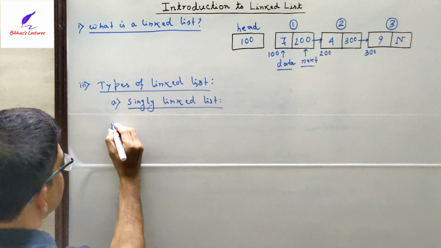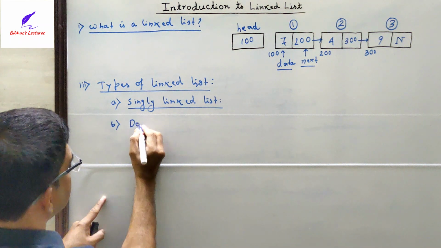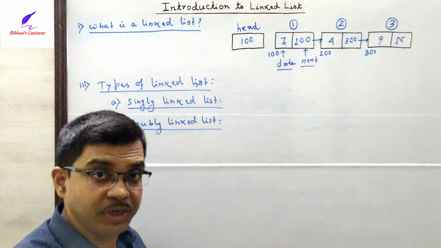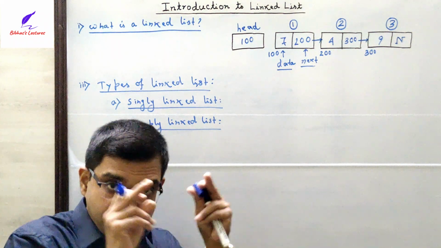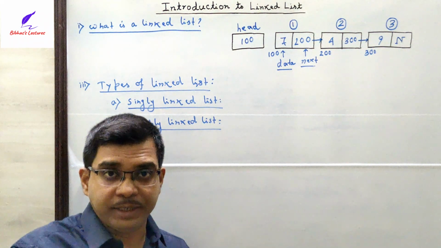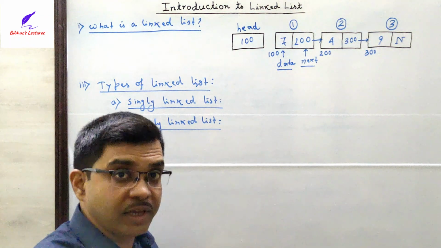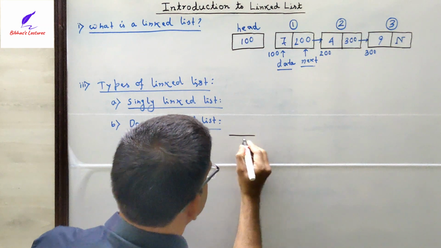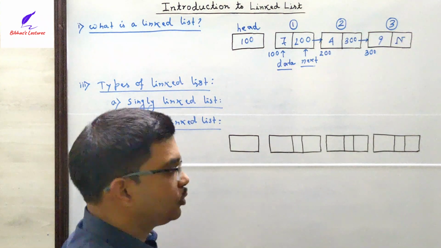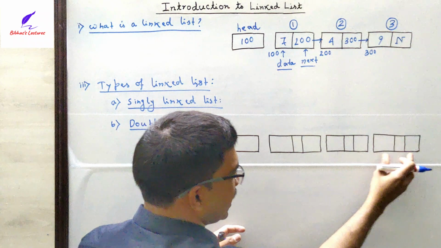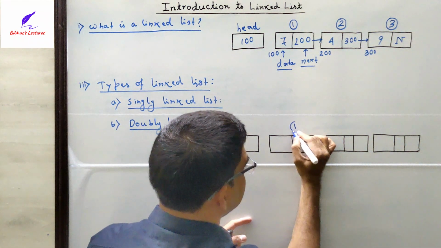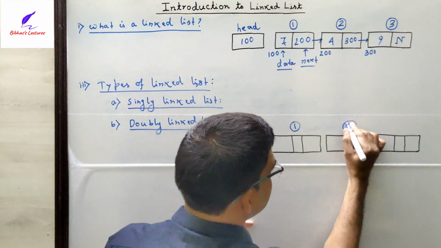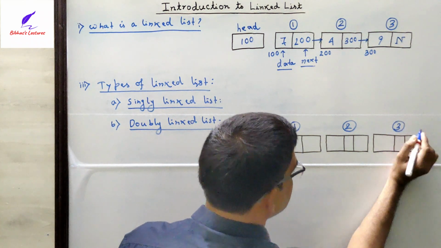Now the second type of linked list is the doubly linked list. Okay, now what is a doubly linked list? That means each and every node will contain double pointer, double address. Okay, so let's have a look at this diagram. You can check each and every node has three parts. So this is the first node, this is the second node, and this is the third node.